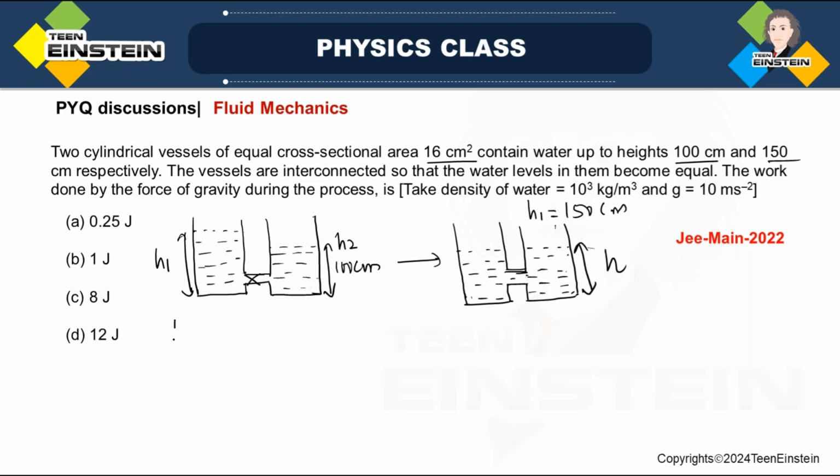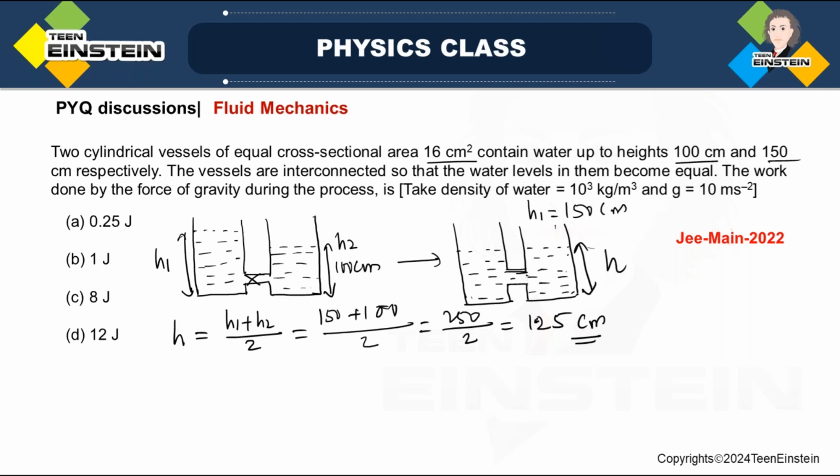The equal height will actually be h1 plus h2, the average of that. That means 100 plus 150, h1 is 150. Let me write in order: 150 plus 100 divided by 2. That means 250 by 2. This will be 125 actually, in centimeter.